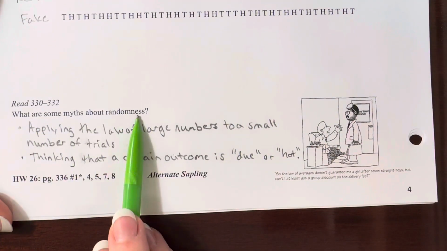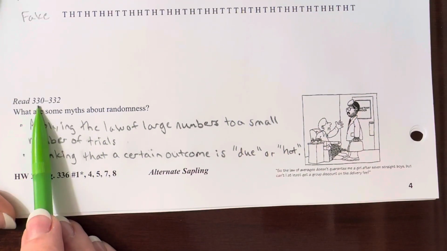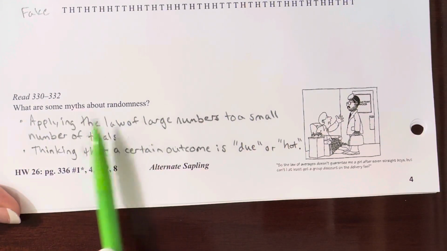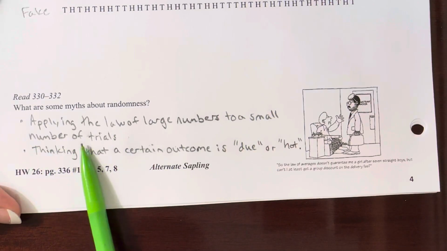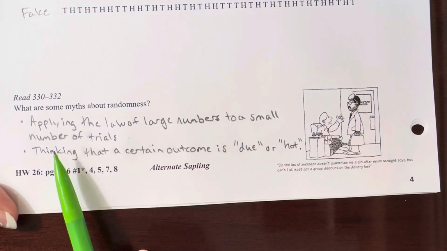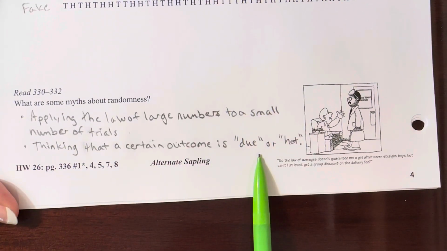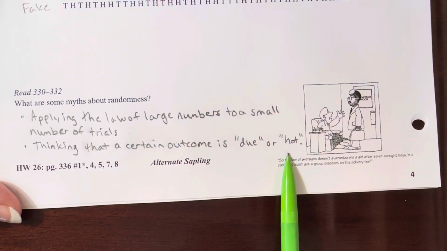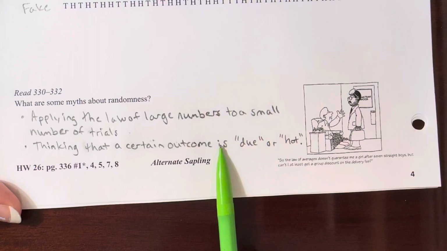And some myths about randomness. All right, now this information can be found on pages 330 to 332. So what are some myths about randomness? Applying the law of large numbers to a small number of trials. We just talked about that. And thinking that a certain outcome is due or hot. So streakiness in sports games, that's pretty much been disproven.